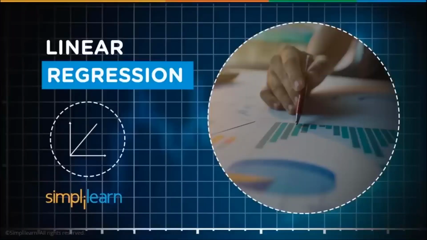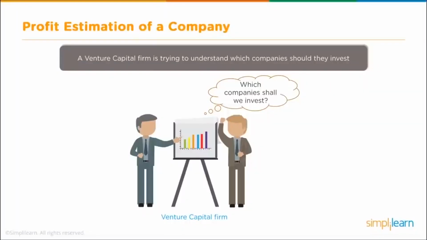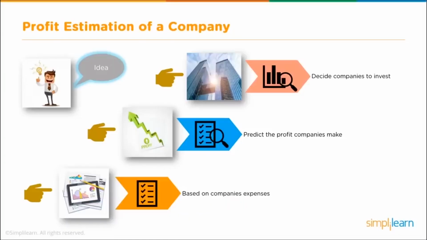Let's look at an example of a common use for linear regression: profit estimation of a company. If I was going to invest in a company, I would like to know how much money I could expect to make. So we'll take a look at a venture capitalist firm and try to understand which companies they should invest in. We need to predict the profit the company makes, and we're going to do it based on the company's expenses, and even just a specific expense.